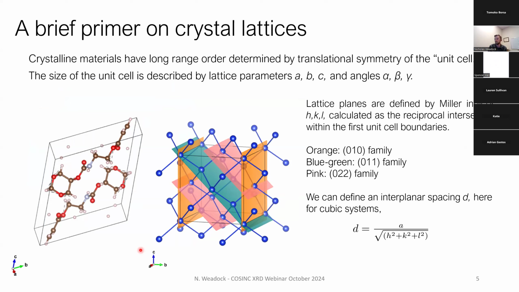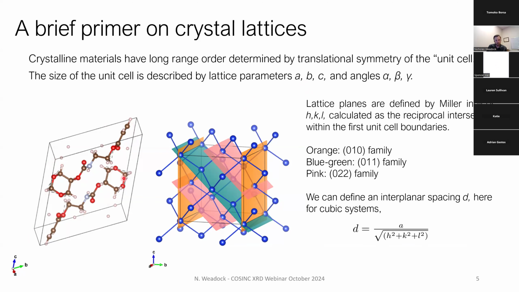A crystalline material has a long-range order that's determined by translational symmetry of the smallest irreducible unit, the unit cell. I'm showing two examples of unit cells here, this being an acrylate crystal and this being silicon. And they are described by the side lengths or the lattice parameters a, b, and c, and the angles between them of alpha, beta, and gamma.